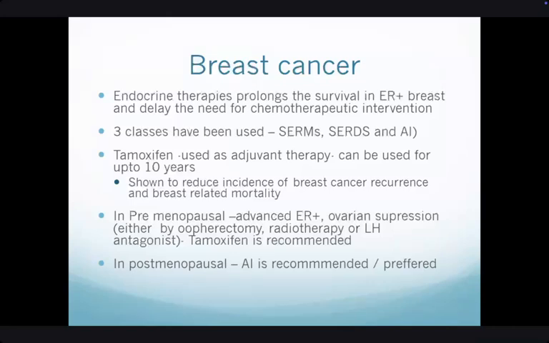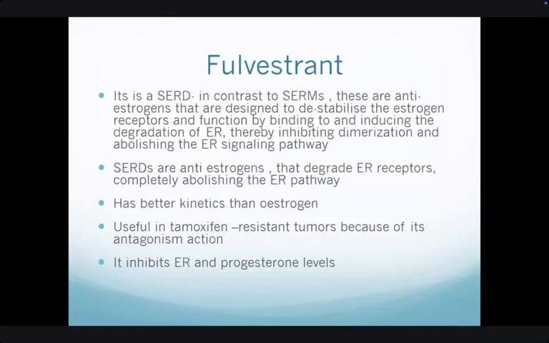It has been shown to reduce the incidence of breast cancer recurrence. In premenopausal women with advanced estrogen receptor positive disease, ovarian suppression, either by ovariectomy, radiotherapy, or LH antagonist, together with tamoxifen is recommended. So it's used together. And then in postmenopausal women, aromatase inhibitors are recommended or preferred.